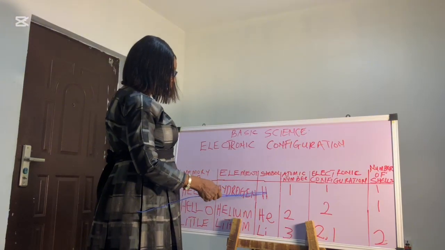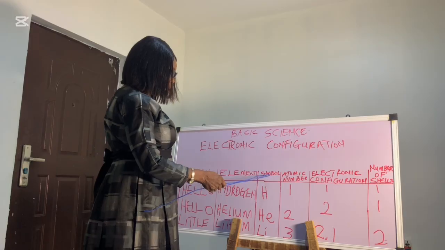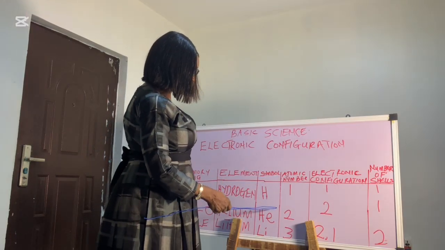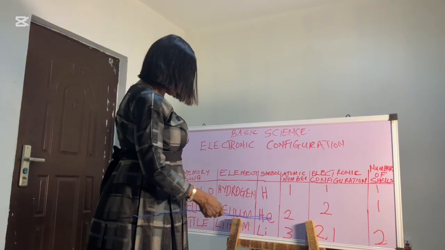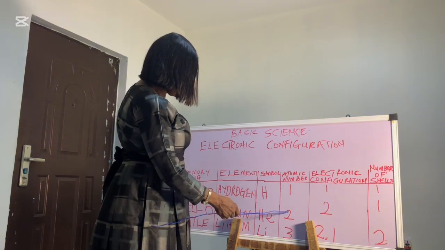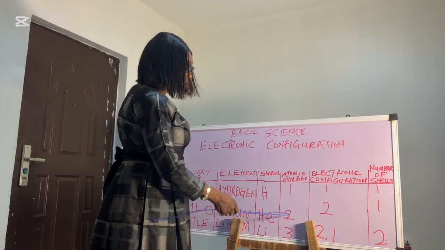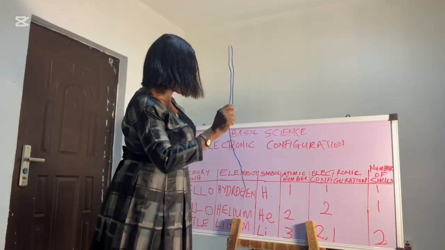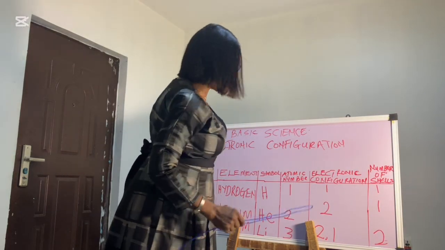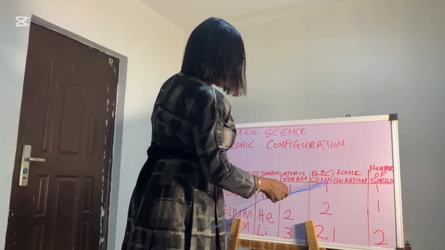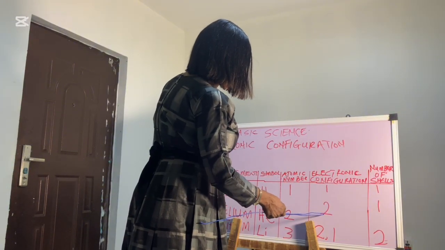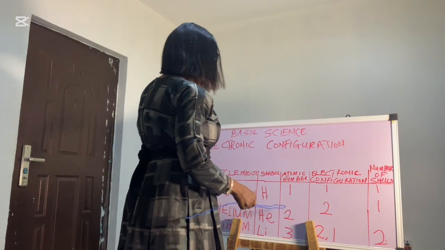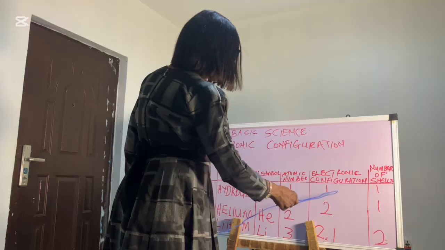The symbol of helium is He, and its atomic number, since this one is 2, is also 2. It belongs to number 2, so the atomic number is 2. That means it contains 2 protons and 2 electrons in a neutral atom. Then the electronic configuration is also 2, in a neutral atom.